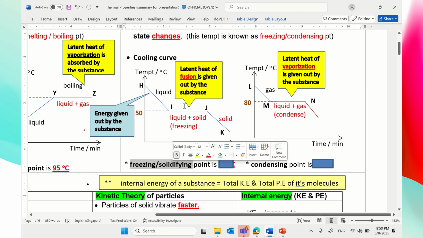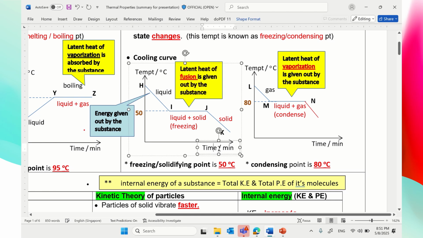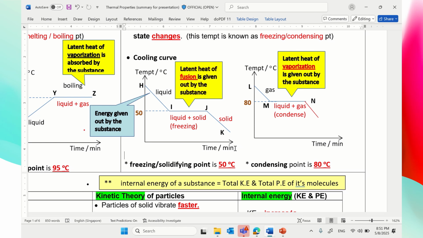Okay, so in this graph here, the freezing point is 50 degrees Celsius. What about the condensing point? It is 80 degrees Celsius. So that's what you must be able to tell from heating curve and cooling curve. And sometimes be careful about the x-axis. Sometimes the time given is in seconds, sometimes the time given is in minutes. Be very careful about the units used, because you need to use the graph, the timing for calculation at times. Later we will see one example given behind.